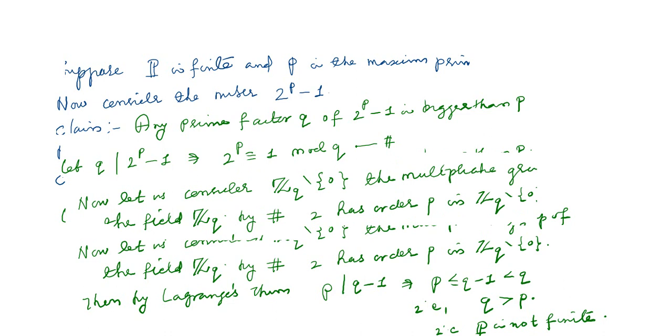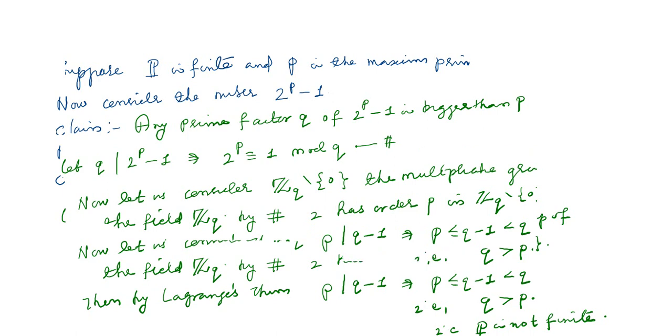Why? Because 2 is an element of Z_q without 0, and we have already studied by Lagrange's theorem that the order of an element should divide the order of the group. The order of the element is p, so it should divide the number of elements in this group, which is q - 1. So p divides q - 1, that means p is less than or equal to q - 1, which is less than q. So q is greater than p. Any factor q of this number is greater than p, so you are getting q outside the finite set, contradicting the maximality of p. That means the set of primes cannot be finite.